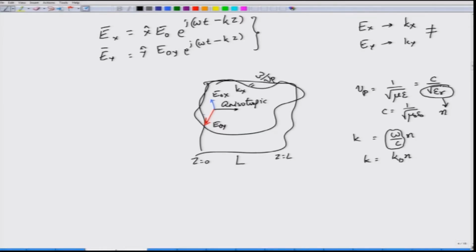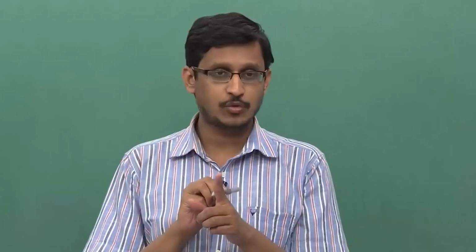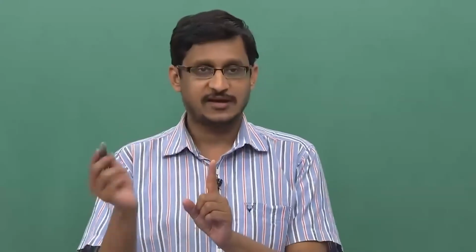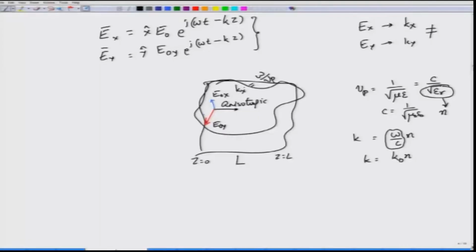So, if you are considering the x component, then this x component must see square root of epsilon r x, whereas the y component, or the y polarized wave, will see square root of epsilon r y. Equivalently, the x polarized wave will see nx, and the y polarized wave will see ny. Okay. So the corresponding propagation constants for the x and y polarized waves will become kx equal to k0 nx and ky equal to k0 ny.